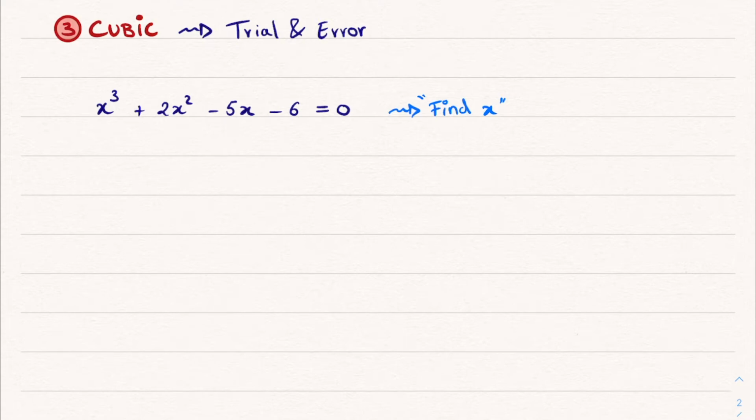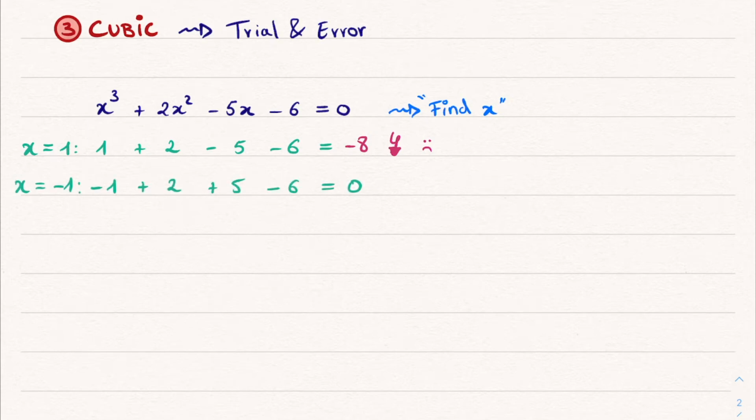Well, let's try the easiest solutions, plus and minus 1. If we fill in x is equal to 1, we get 1 plus 2 minus 5 minus 6, which is minus 8 and evidently not 0. So not the right solution. What about x is equal to minus 1? Then we get minus 1 plus 2 plus 5 minus 6, which is equal to 0. So we have found at least one of our solutions already. x is equal to minus 1.